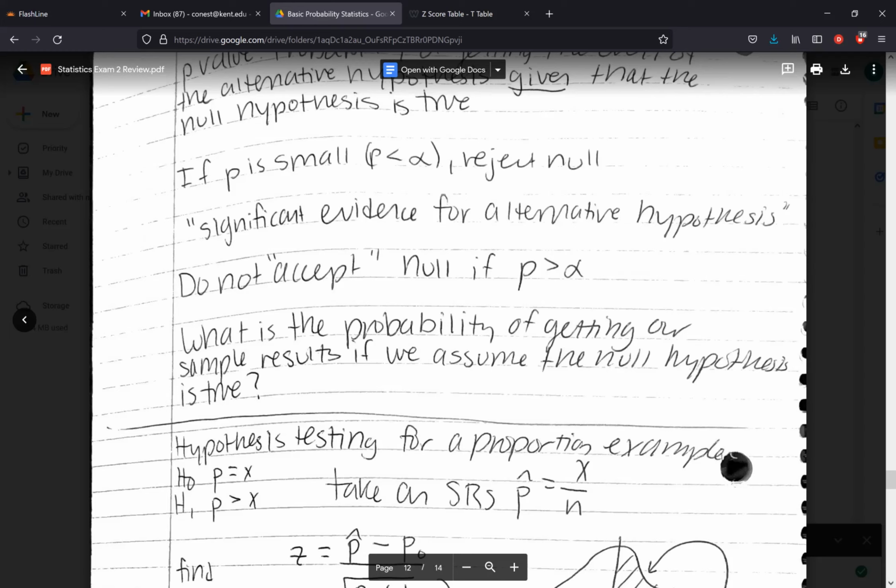And the question that hypothesis testing is trying to get an answer for is, what is the probability of getting our sample results if we assume the null hypothesis is true? So if we assume that the status quo is true, what are the chances of getting our results, which is different than the status quo?